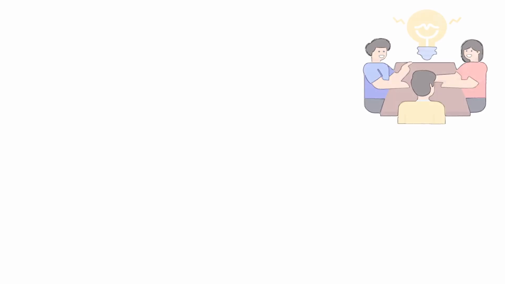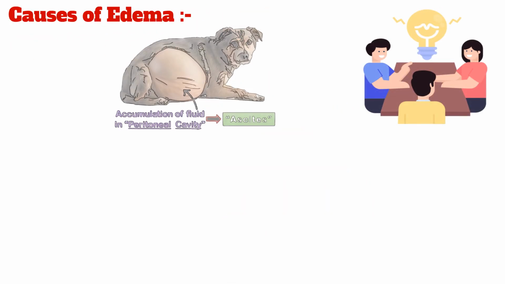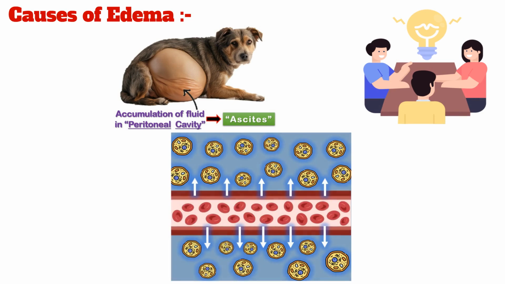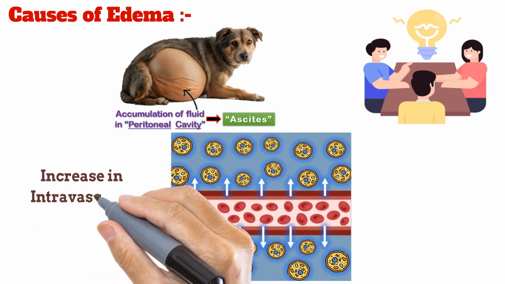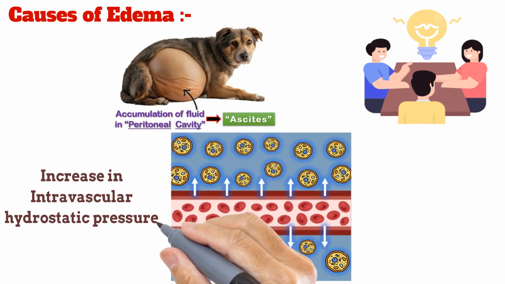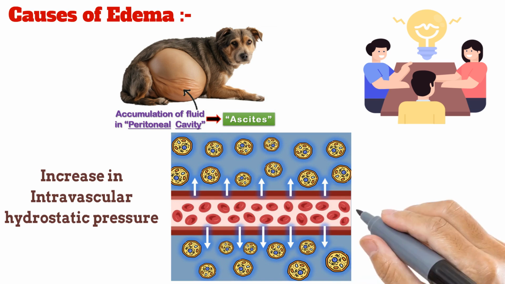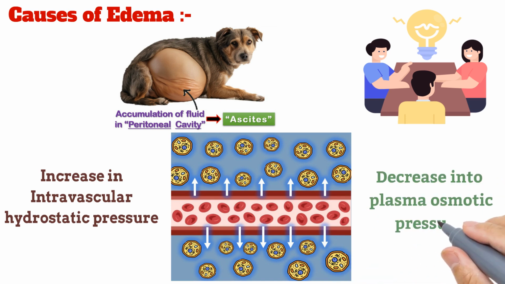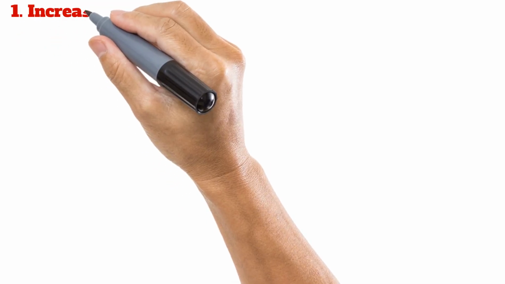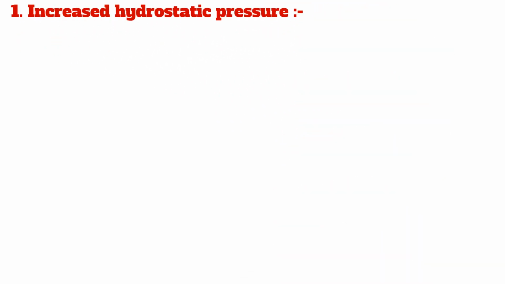Let's discuss the causes of edema. Edema will occur when there is an increase in the intravascular hydrostatic pressure and a decrease in the plasma osmotic pressure. First one is increased hydrostatic pressure.